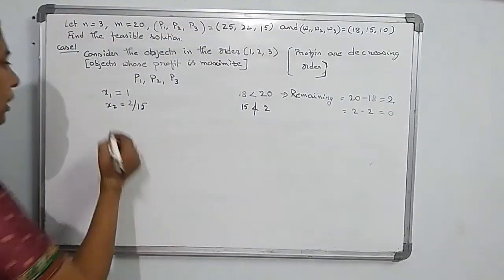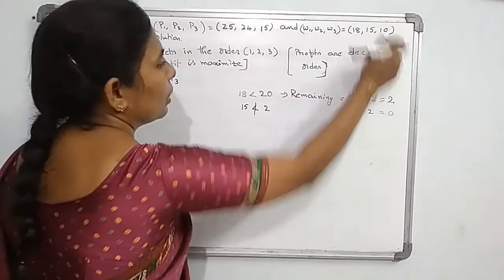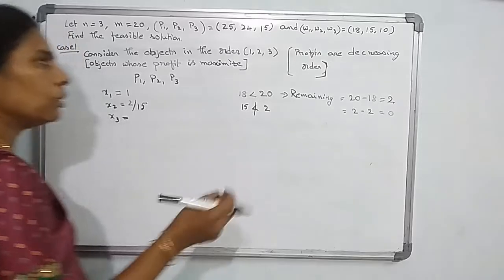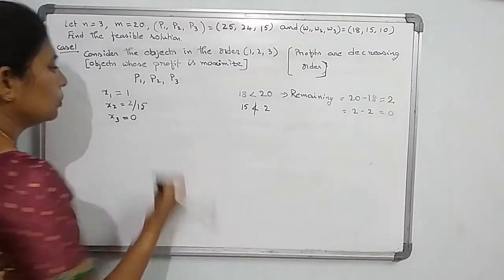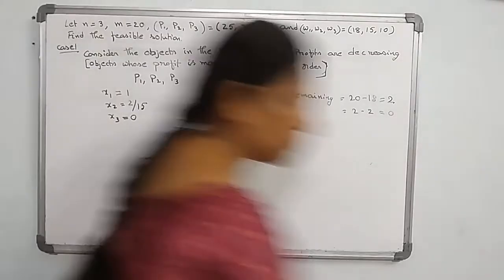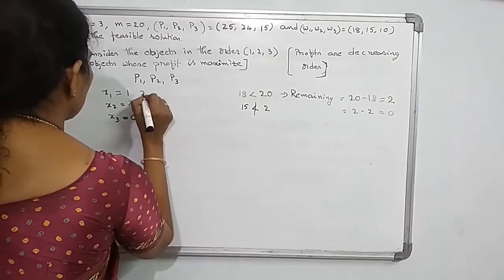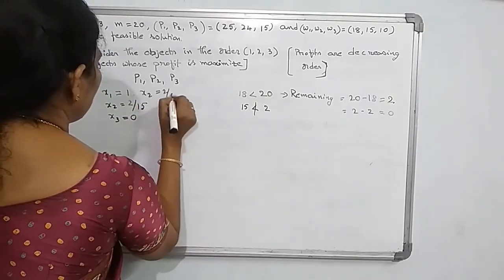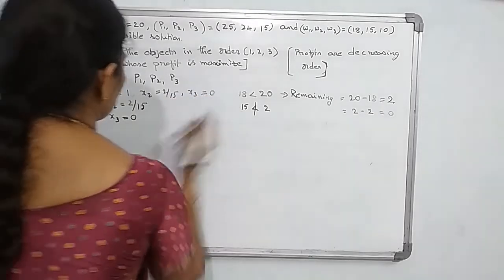Next, if I take the x3, the weight is 10, but in that the balance is 0. So you cannot put that item into this bag. So this is 0. So in that we can find out the x1, x2, x3 values. After that we can find out these equations. In that, x1 equal to 1, x2 equal to 2 by 15, and x3 equal to 0.